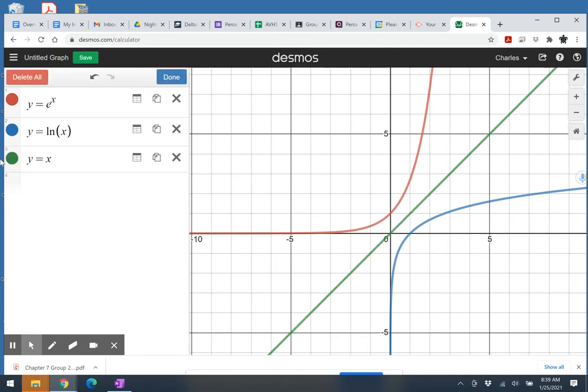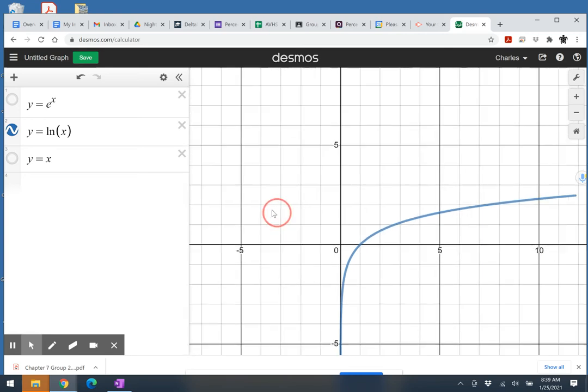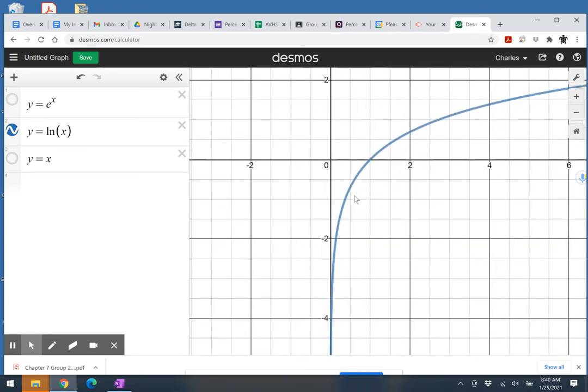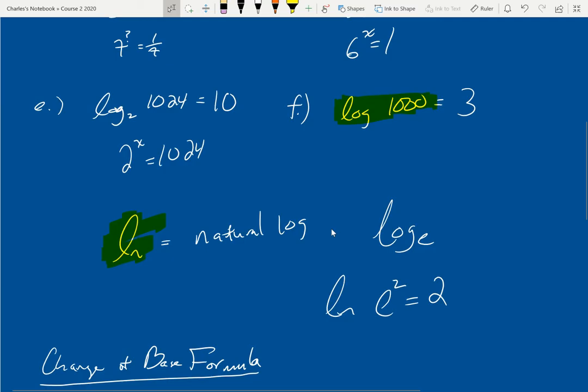But also remember that the domain in one is the range in the other. So the natural log of x, if I'm thinking of the natural log of x, it's only defined where x is greater than 0. Okay, so you can put a y value that goes between negative infinity and infinity into a natural log function, but you're only going to have an x value that's between 0 and infinity.